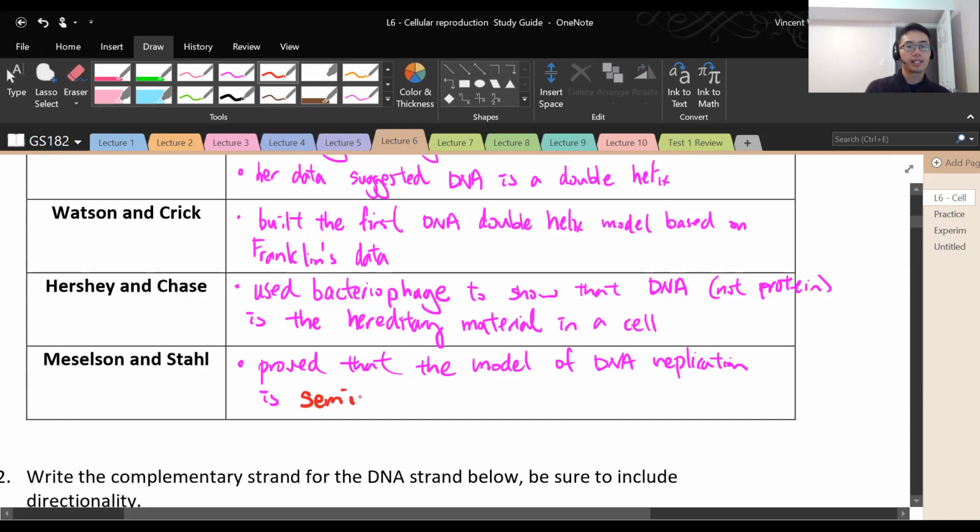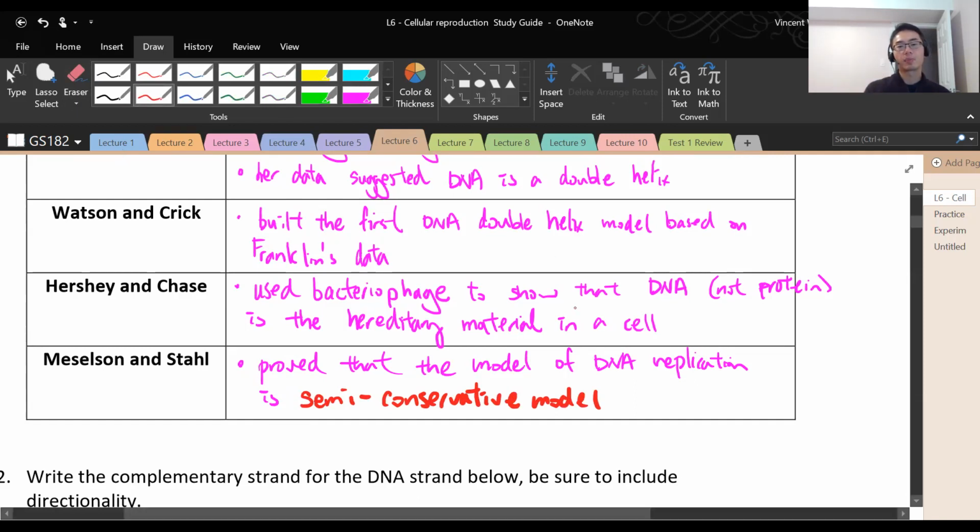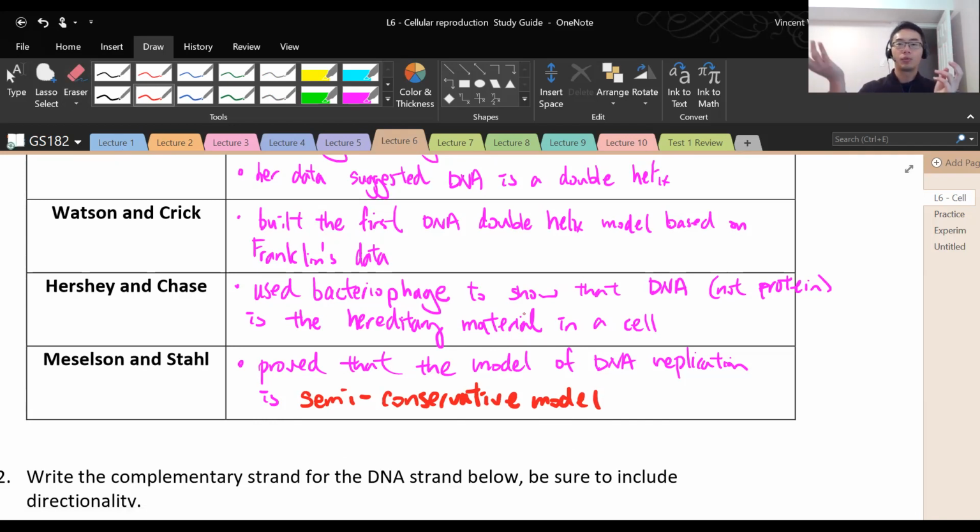Okay, it is the semi-conservative model. Right, so there were 3 models at the time: the conservative model, the semi-conservative, and the dispersive model. The semi-conservative model means that after DNA replication, you would have one strand that consists of entirely original material, and then you would have another double helix that consists of completely new material.